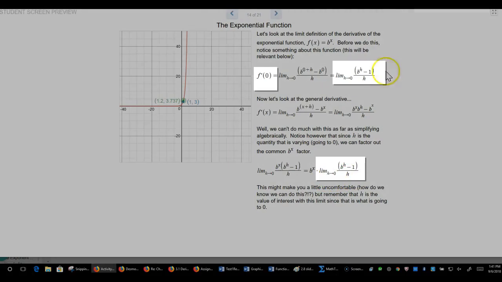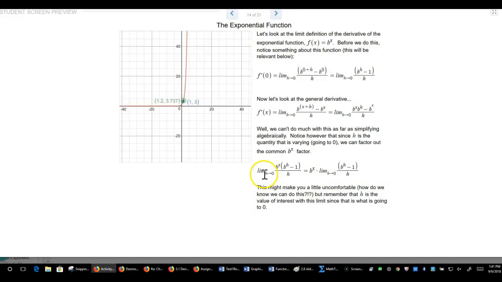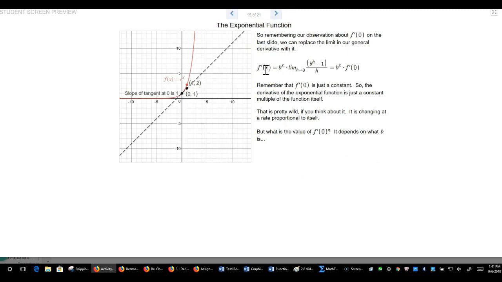And this was the guy that we looked at up here. So the derivative is b to the x times the derivative of this function at 0. I know that the derivative of the exponential function is just the exponential function times some constant value. Remember, f prime of 0 is an actual number. I'm plugging in 0 to the derivative. So this is telling you that the derivative of the exponential function is a constant multiple of the exponential function itself. What's f prime of 0? Well, that of course depends on what b is.